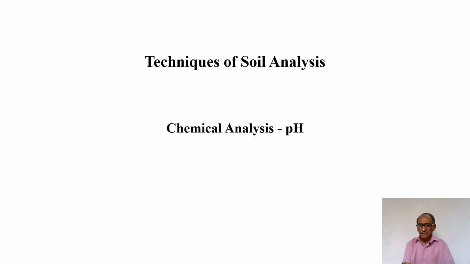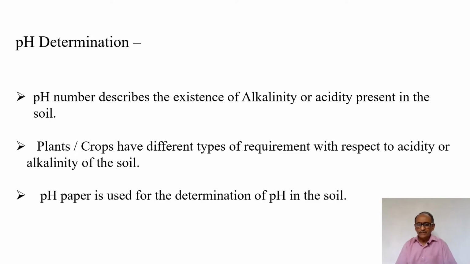So next one is the pH number. It describes the existence of alkalinity or acidity present in the soil. So as we have seen that each plant or crop has different types of requirement with respect to acidity and alkalinity of the soil. And pH paper, here you will find this is a pH paper, while the scale is given here, and this is just a bundle of papers. So you'll have to take just one strip of paper, and the procedure is very simple, and we will see about that in the next slide. Okay, so this is a pH paper and this is a color code given over here.